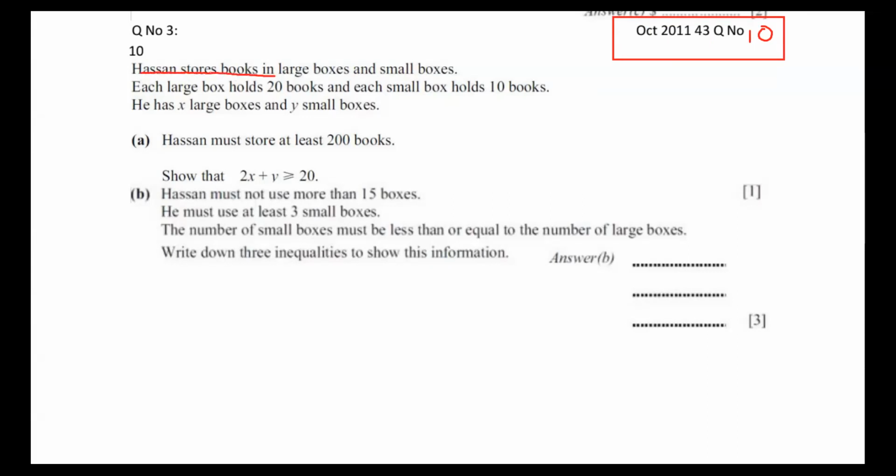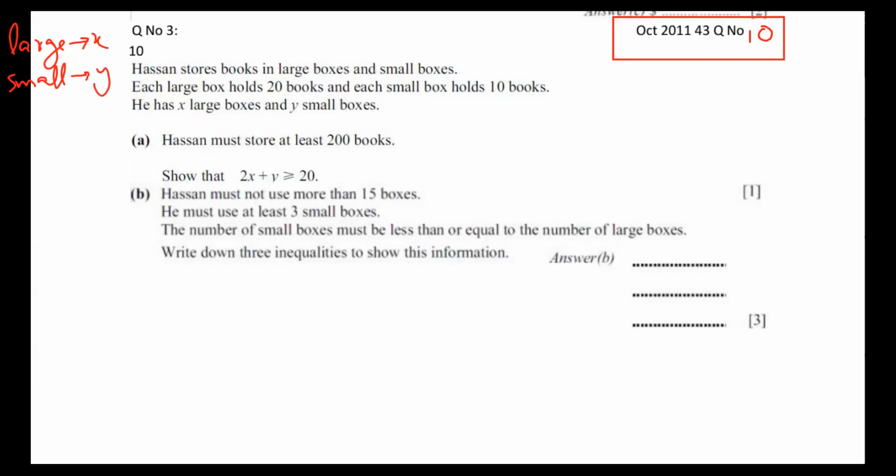Hassan stores books in large boxes and small boxes. So two kinds of boxes we have, small and large. Whenever you have this kind of question, you must know the number of boxes. I don't know how many large boxes; sometimes one box, sometimes two, sometimes three. I don't know, so I assume X boxes. So large boxes are X. And small boxes, we don't know the number, one or two or three or four or five. I don't know, but check here, he mentioned Y small boxes. This part is very, very clear.